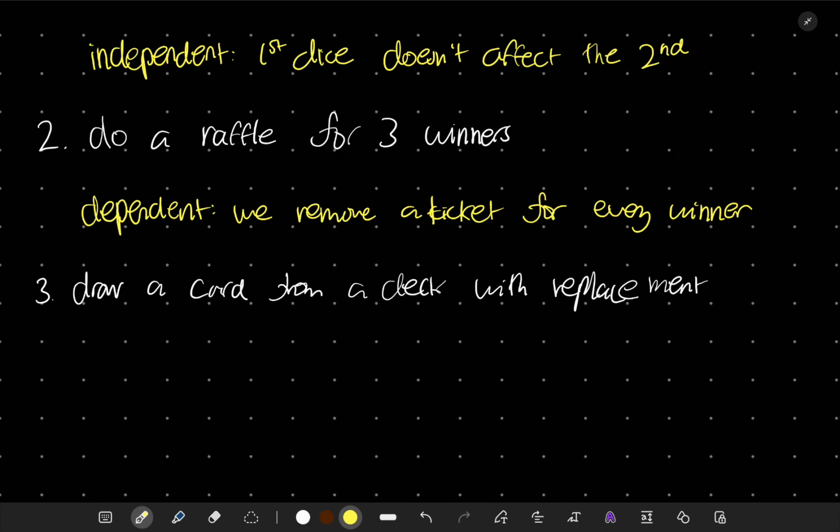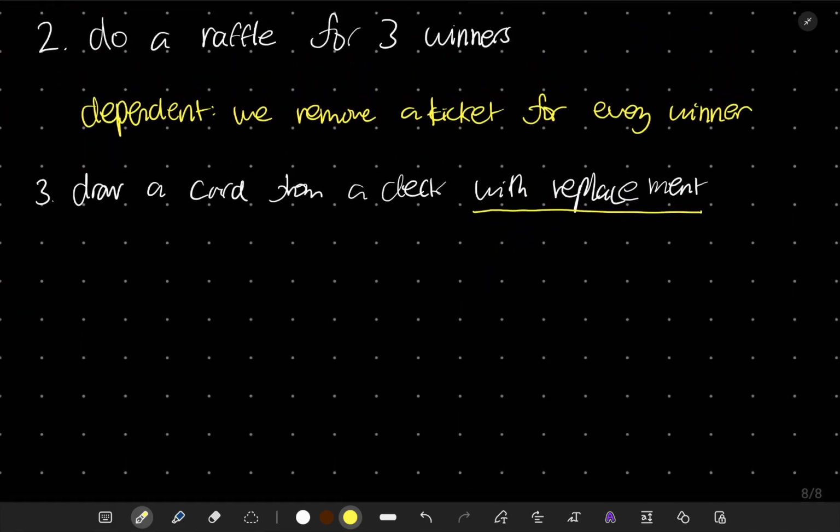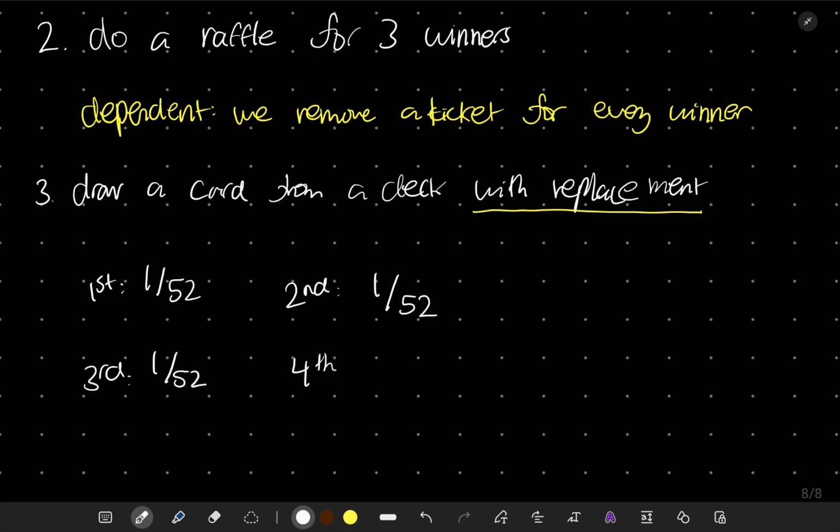And then the last one is drawing a card from a deck with replacement. So for this one, since it says with replacement, we have to think about this. If I draw a card, if I say like the first one, that's going to be 1 out of 52. And then what about the second card? I still said it's 1 over something, but since we're taking out the card and then with replacement, that means we're putting it back. So that's still going to remain to have 52 cards in the end. And even after the third card, we put the second card back to get 1 out of 52. Same thing with the fourth. We get 1 out of 52. So that's why it is going to be independent.